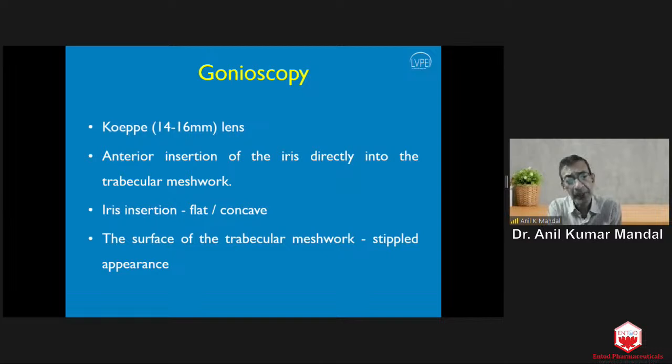The angle abnormality is the most important: anterior insertion of the iris directly on the trabecular meshwork, so angle separation is not happening. The iris root is inserted over the trabecular meshwork and the trabecular meshwork is not functioning. The iris insertion is flat or concave, and there may be additional features like a stippled appearance and some classic descriptions, such as the Loch Ness monster appearance.